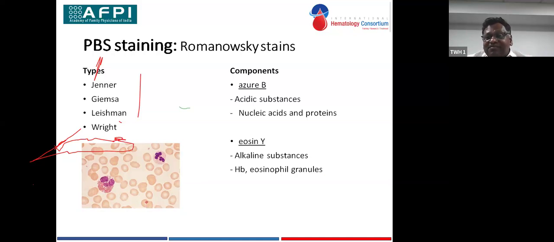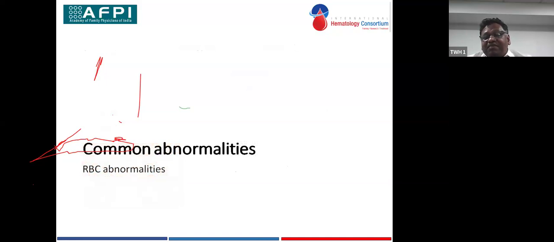Now, this contrast between this orange and purple helps us understand how is the cell. Is it a healthy cell? Yeah. Now, let's see what we mean by a healthy and unhealthy cell.